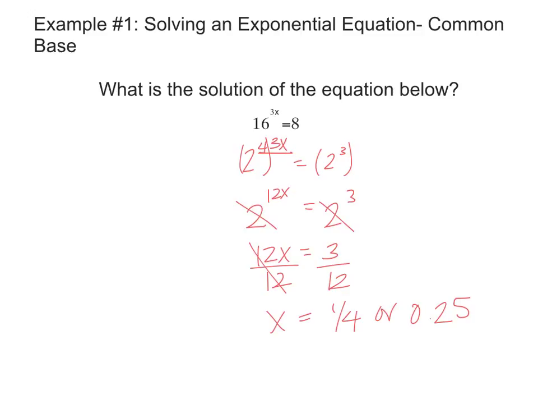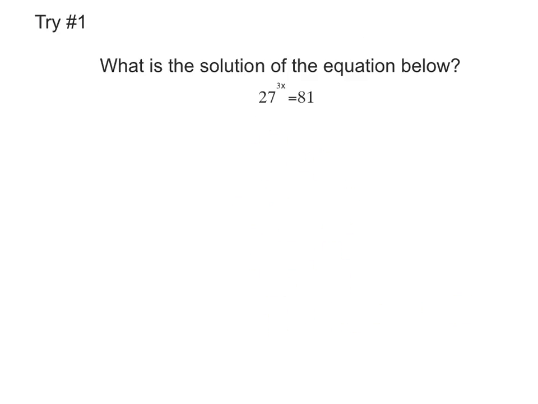Let's take a look at the try. It says, what is the solution of the equation below? Again, we have a base raised to a power. That power happens to have a variable in it. And then we notice that the two bases, 27 and 81, share a common base of 3. So 3 to the 3rd gives you 27, and 3 to the 4th gives you 81. Multiply here and we get 3 to the 9x equal to 3 to the 4th.